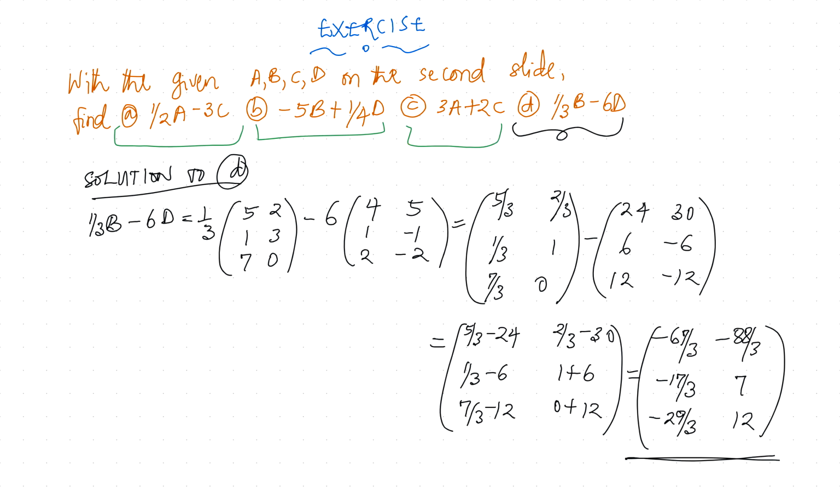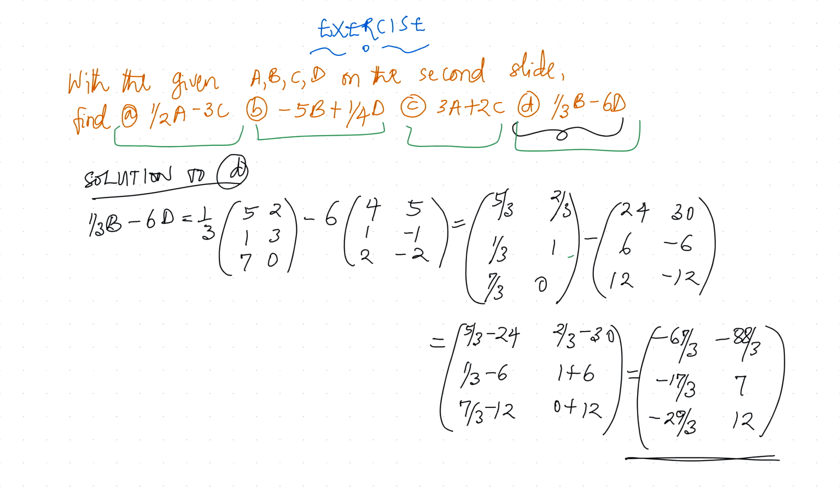So I'm choosing to do D so you can have an idea of what you're expected to get. So you have 1 over 3B minus 6D, right? That means 1 over 3 times B, then 6 times D. So 1 over 3 times this, I just went straight now instead of going through all the steps like before. So you have 5 over 3, 2 over 3, 1 over 3. 1 over 3 times 3 is 1. 7 times 1 over 3, that's 7 over 3. 1 over 3 times 0 is 0.